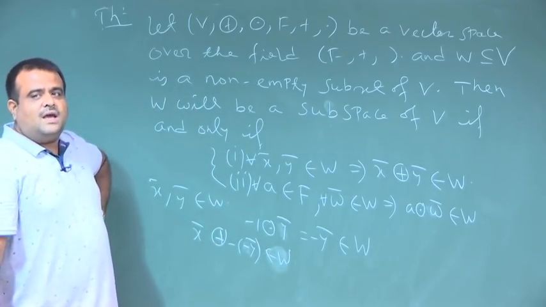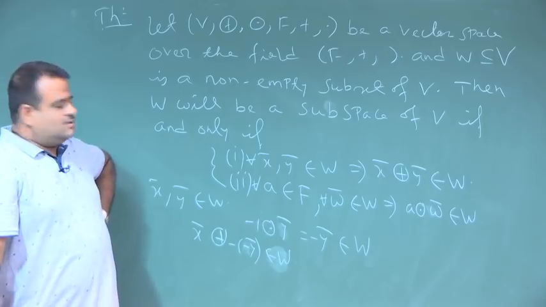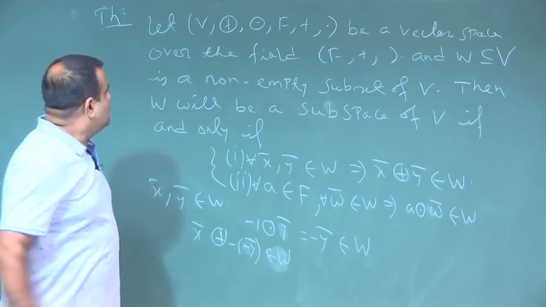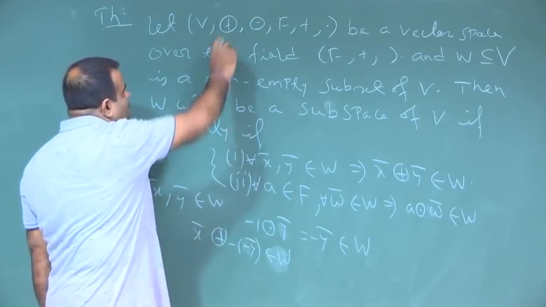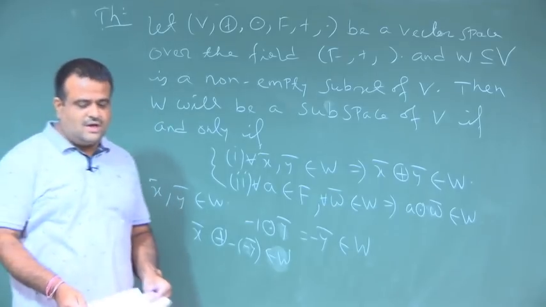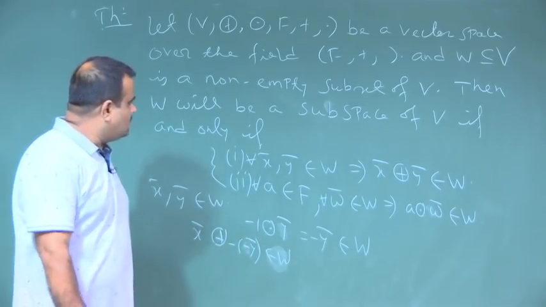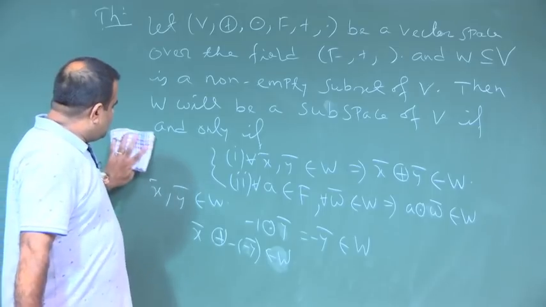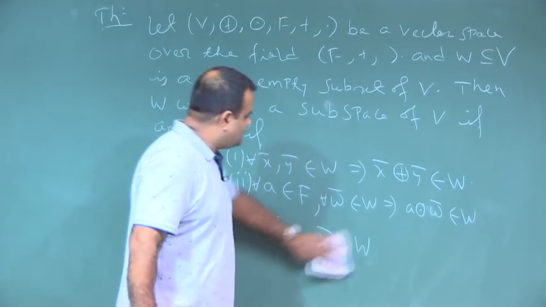So that means this is a necessary and sufficient condition. So that means W is a subgroup under this operation. So that means this is a necessary and sufficient condition for a subset to become a vector space, a subspace.